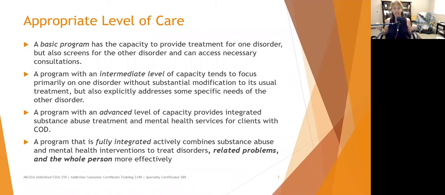When you're talking about relapse prevention, for example, you're not just talking about substances. You're talking about relapse prevention in terms of substance use, as well as relapse prevention in terms of the mental health disorder, because if you relapse with either one, it's going to affect the other one. A program that is fully integrated combines substance use and mental health interventions to treat disorders, but also treats related problems and the whole person more effectively.